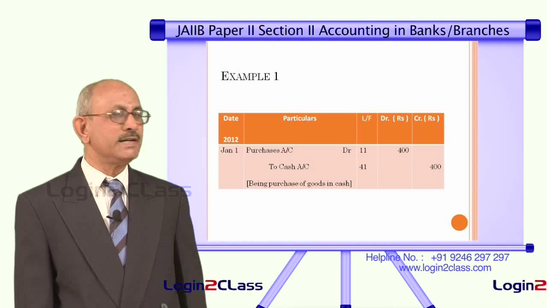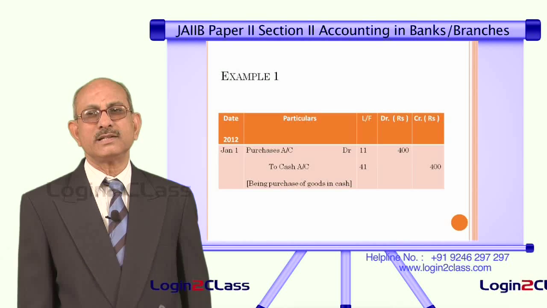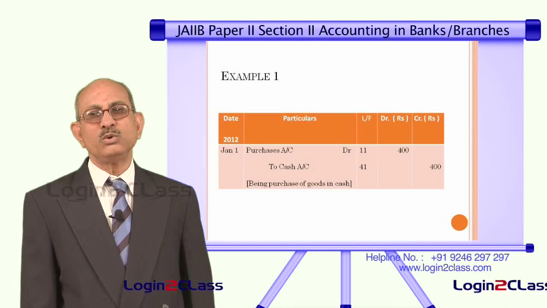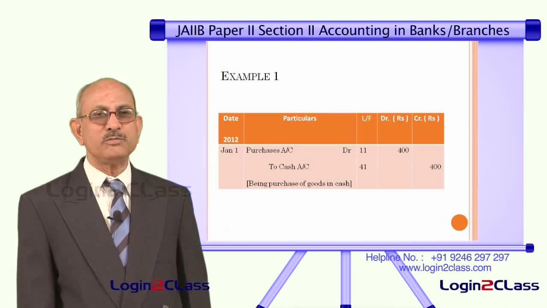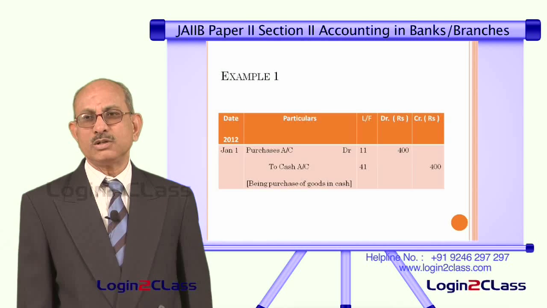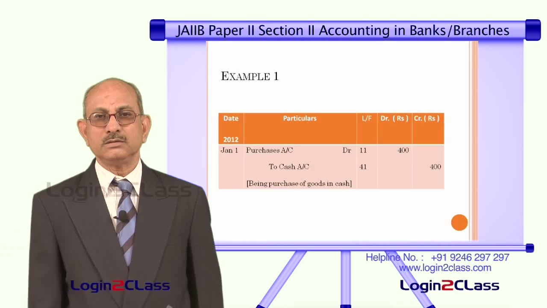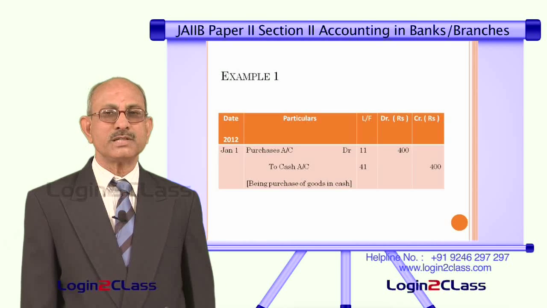Credit is what? Credit has to be given to the other account, cash account. Because in case of cash, since it is a real account, what is the rule? Golden rule says debit what comes in and credit what goes out. In this case, cash has gone out because you have paid the money for purchase of goods.